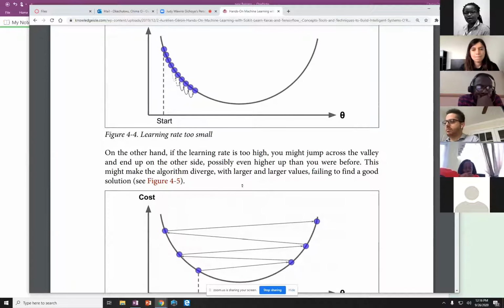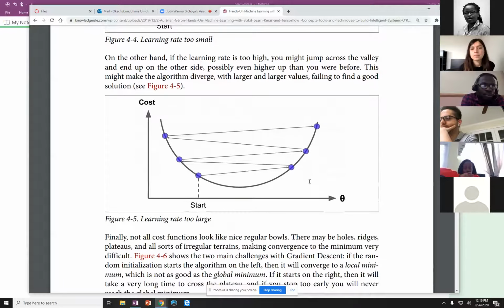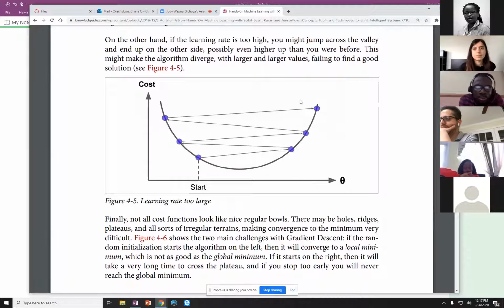But if the learning rate is too high, if I'm taking too big steps, I can jump and miss it. I can jump and miss it, then jump back and miss it again. I could jump to the other end of the bowl, and I could miss the minimum, the bottom of the cost function.